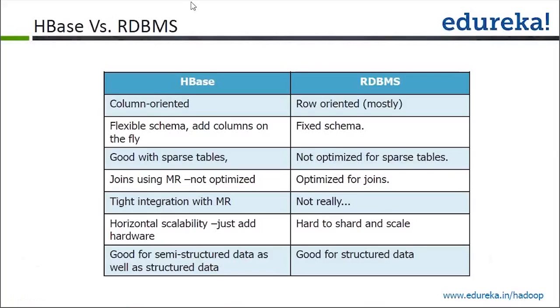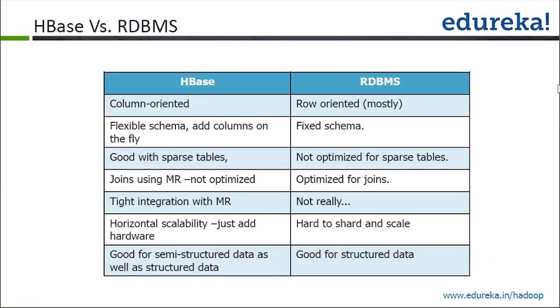When you talk about HBase and the normal RDBMS, there are certain differences which we need to understand. An RDBMS stores the data in a row-oriented form, which means each row is stored with all the columns for that row together. HBase is column-oriented, so all the values for a particular column will be stored together.